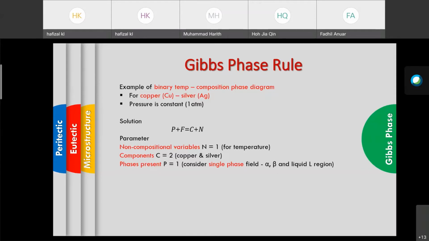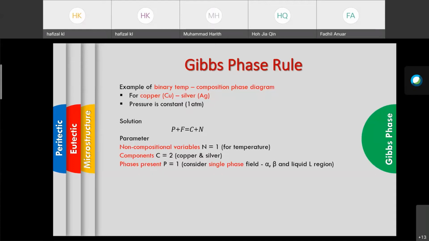Okay, in this case, the phase present is considered a single phase only. In the phase diagram, the phases that exist are only alpha, beta, and liquid. This one is called a single phase. If the phase diagram consists of a combination of alpha and liquid, there is another phase. After this we will see that.